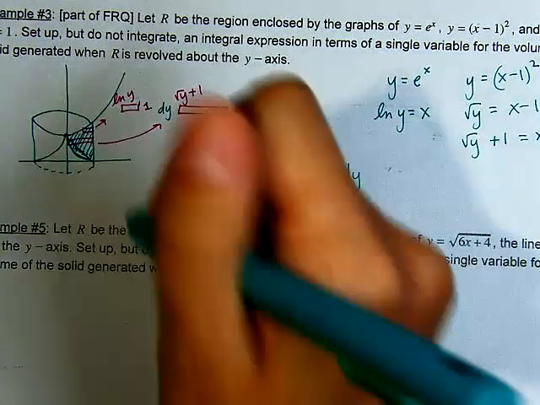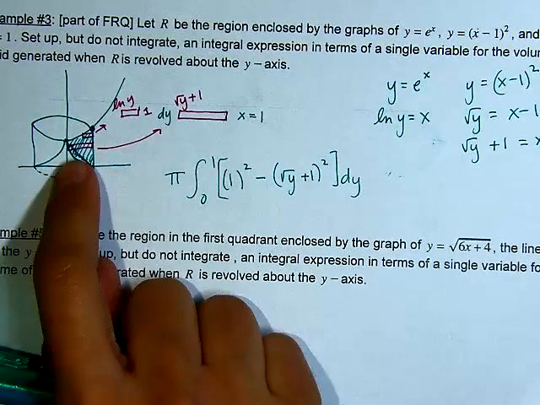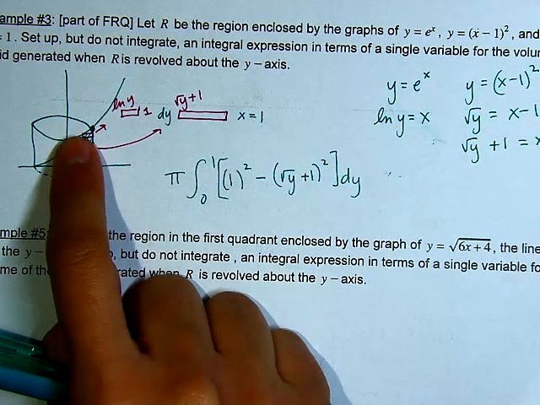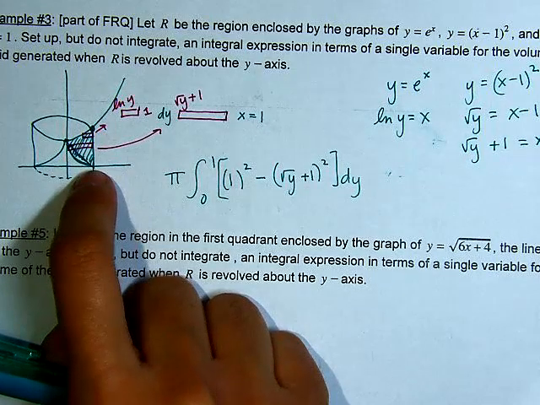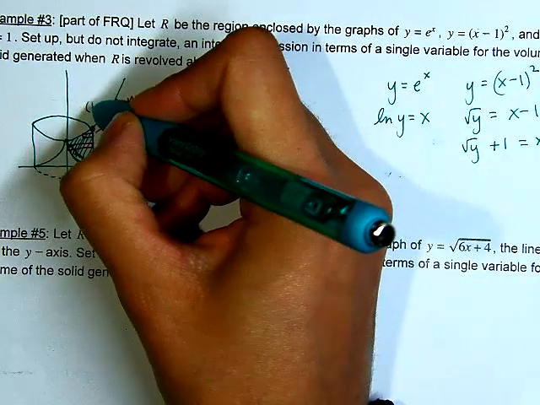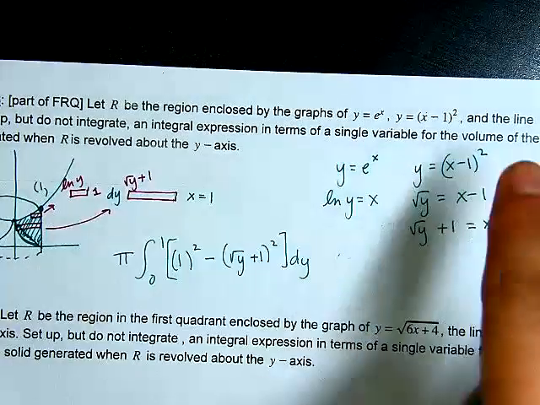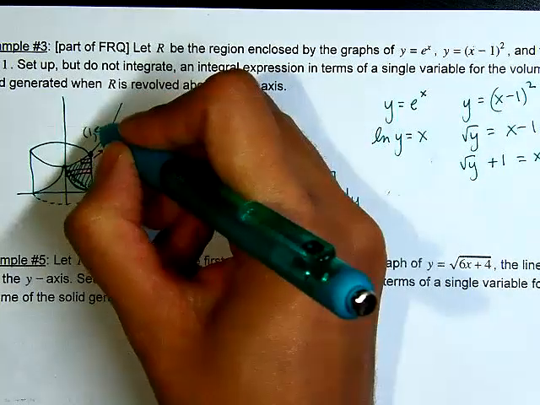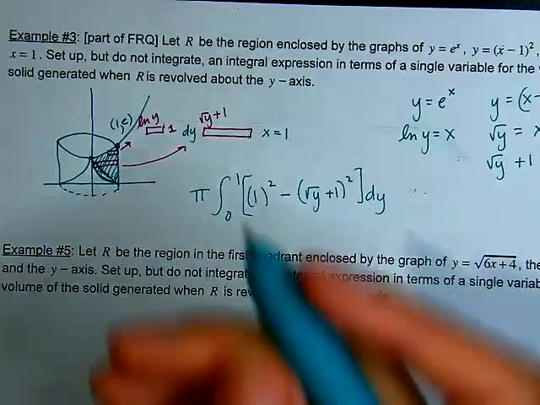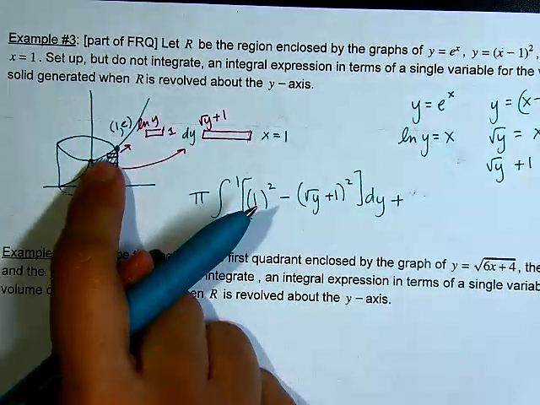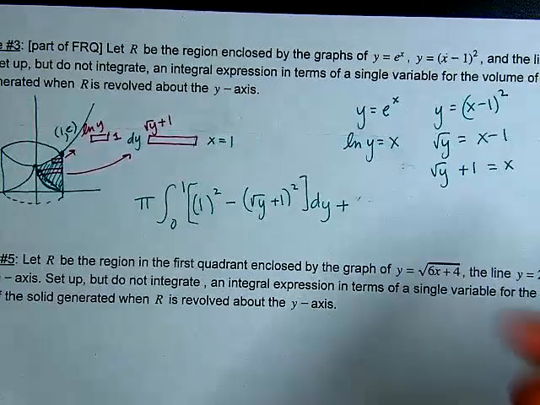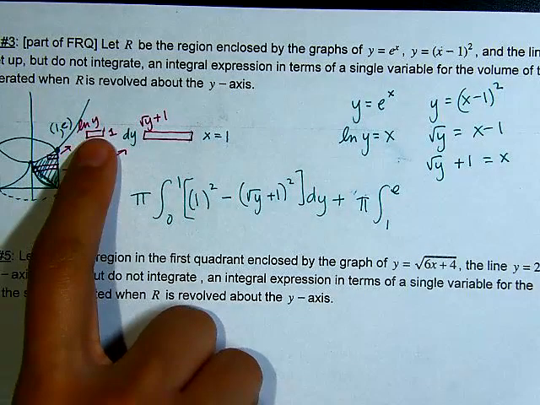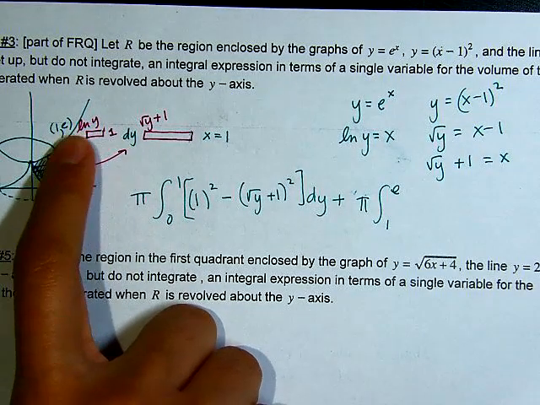Now from 1 up to this intersection point up here, we would need to find the boundaries in the y values. So the question is, what happens when I plug in 1 into the e to the x curve? So e to the 1 power would be just the value of e, so 2.718. So my next slices are going from 1 to e. Again, now I'm going to use these slices, but again, my outside radius is still 1, my inside radius is natural log of y.